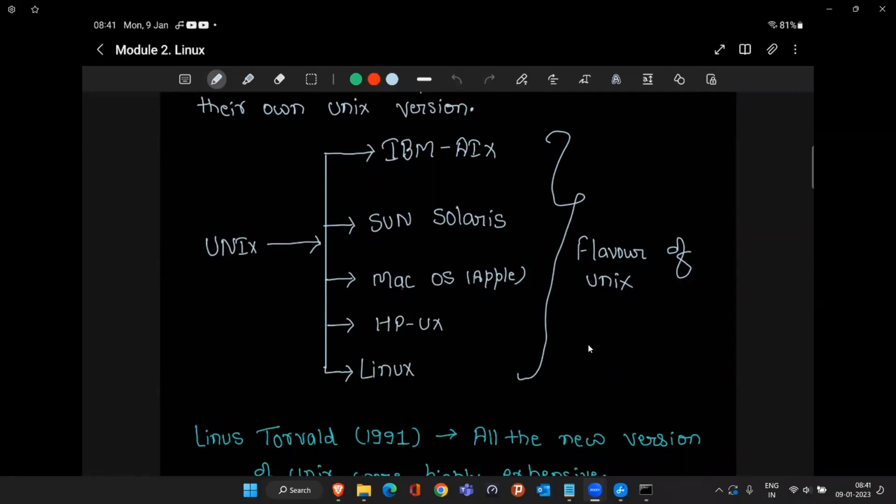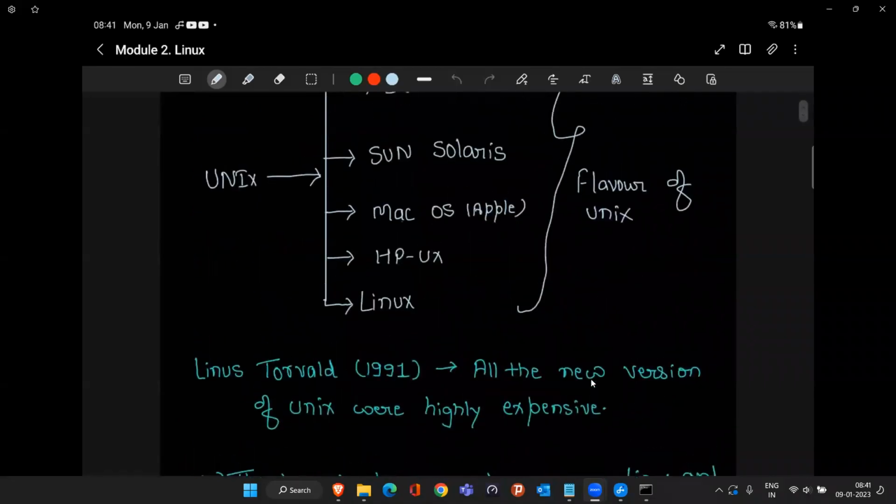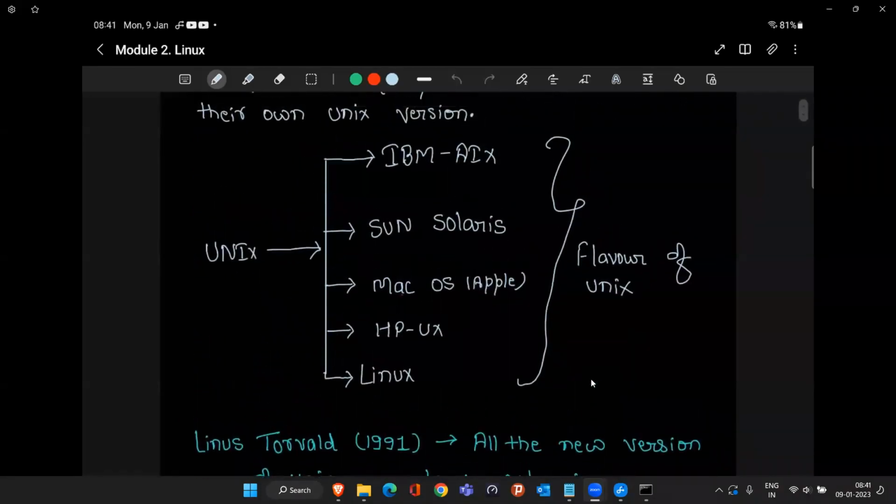But whenever we say that there is an operating system which is based on Unix, like Mac OS, we say it is based on Unix. Why? Because Apple developers who were writing the code for Mac OS took the reference from the Unix code. Okay, so is this point clear to you? So does anybody have any confusion in this? Why is Linux different from Unix?